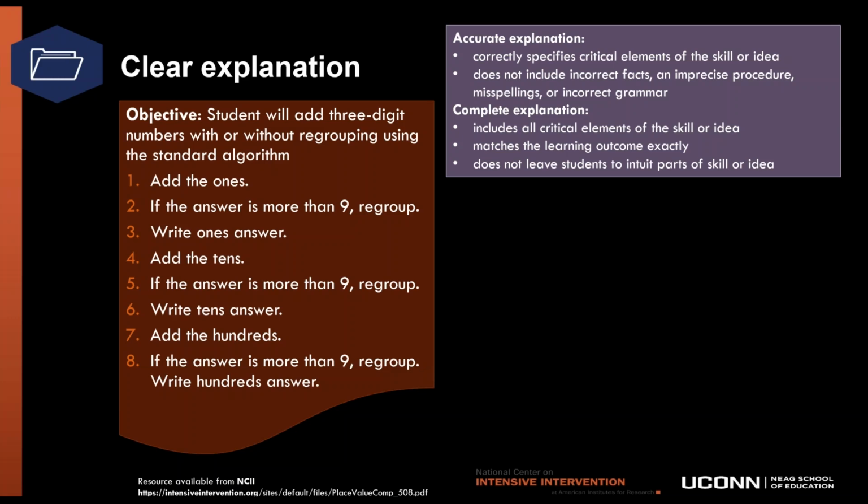So it says objectives. Student will add 3-digit numbers with or without regrouping using the standard algorithm. And that is the one that many people are familiar with. There are other algorithms, but this is a standard example. So first you add the ones. If the answer is more than 9, regroup, write the ones answer. Add the tens. If the answer is more than 9, regroup, write the tens answer. And then add the hundreds. If the answer is more than 9, regroup, write the hundreds answer.